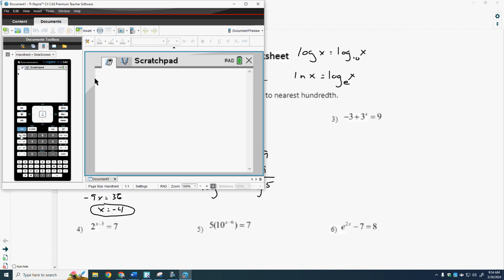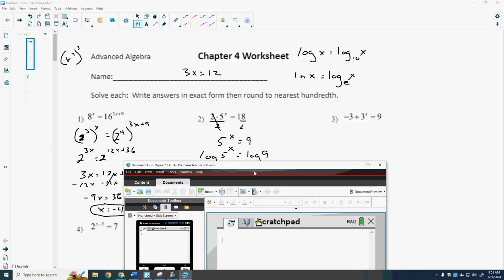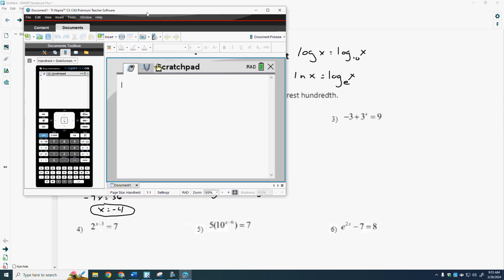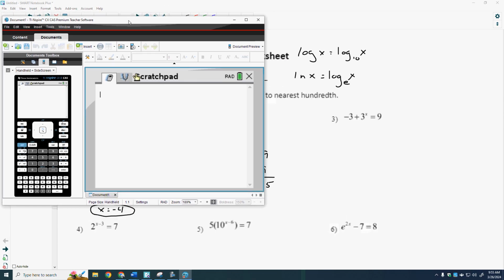So right down here, you can see the log and ln. There's an ln right there, and there's a log. On your 84s, they're going to be right down here on this side. You're looking for log or ln. The one I used was log, so I used the common log. So that's what I'm going to type in. Okay, I'm going to type in the log of 9 divided by the log of 5.